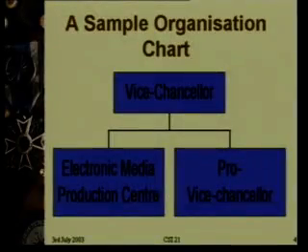Well, this is a hierarchical chart which we see, where the Vice Chancellor is the head of an organization who controls the electronic media production center and pro-vice chancellors. Pro-vice chancellors may then control various divisions and schools of an organization, which also includes the telelearning centers and so on and so forth. So an organization chart is the foremost or the first indicator of an organizational structure.